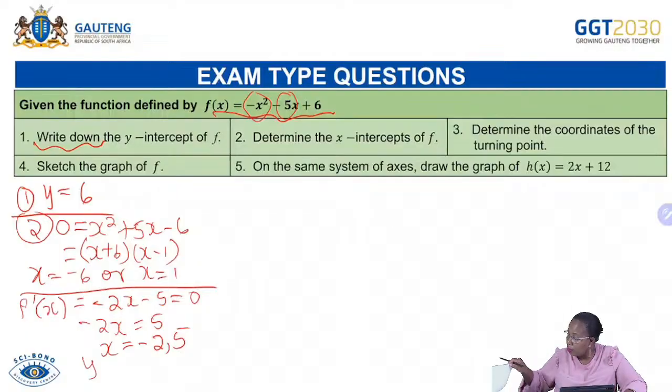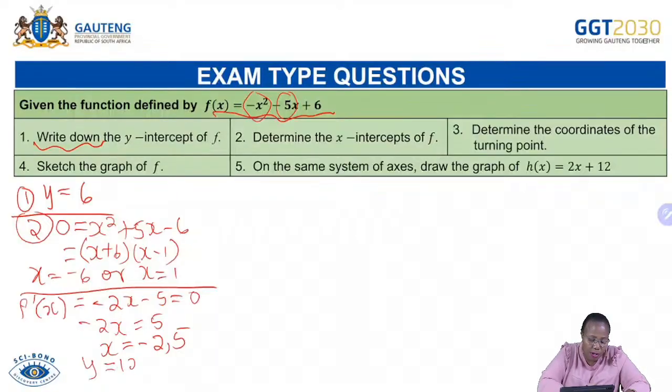And then now you end up with the graph, the coordinate of that parabola turning point will be 12,25. The y will be 12,25. So now turning point will be minus 2,5, coordinating with 12,25.